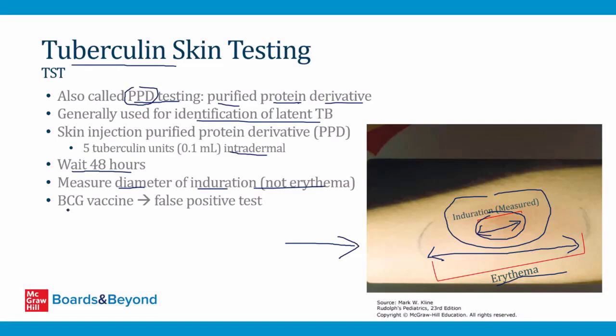Importantly, if the patient has received the BCG vaccine, which is a vaccine against tuberculosis we'll talk about in a minute, that will lead to a false positive result on this test. So when patients have received this vaccine, you can't use this test to identify latent tuberculosis infection.